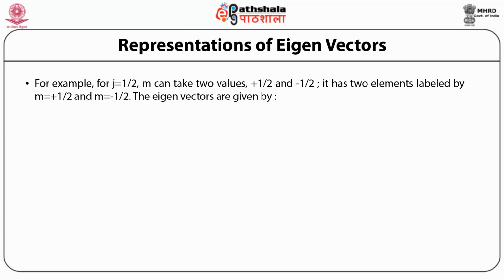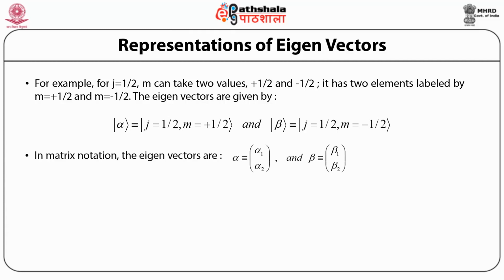The eigenvectors are thus given by ket alpha is equal to the basis vector defined by j is equal to half and m is equal to plus half, and ket beta is equal to the basis vector defined by j is equal to half and m is equal to minus half. In matrix notation, the eigenvectors are given by alpha is equal to a column vector with alpha 1 and alpha 2 as elements, and beta is equal to a 2 cross 1 column vector with beta 1 and beta 2 as elements.